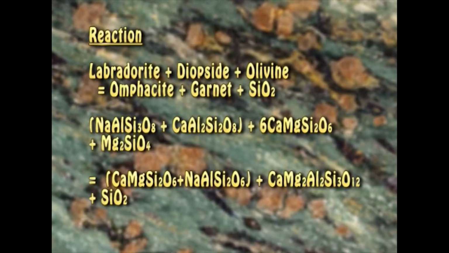6CaMgSi2O6 plus olivine Mg2SiO4 give rise to omphacite, and omphacite is a complex compound, that is diopside plus jadeite, that is CaMgSi2O6 plus NaAlSi2O6, plus garnet CaMg2Al2Si3O12 and plus SiO2. The overall reaction is labradorite plus diopside plus olivine giving rise to omphacite plus garnet plus SiO2.